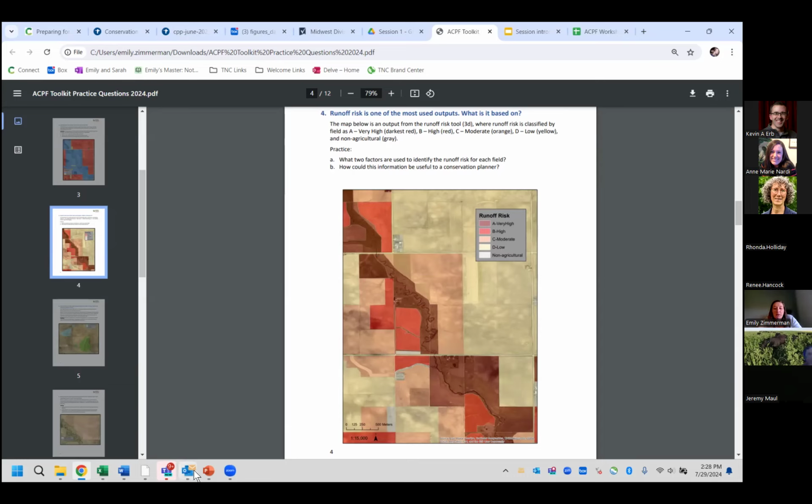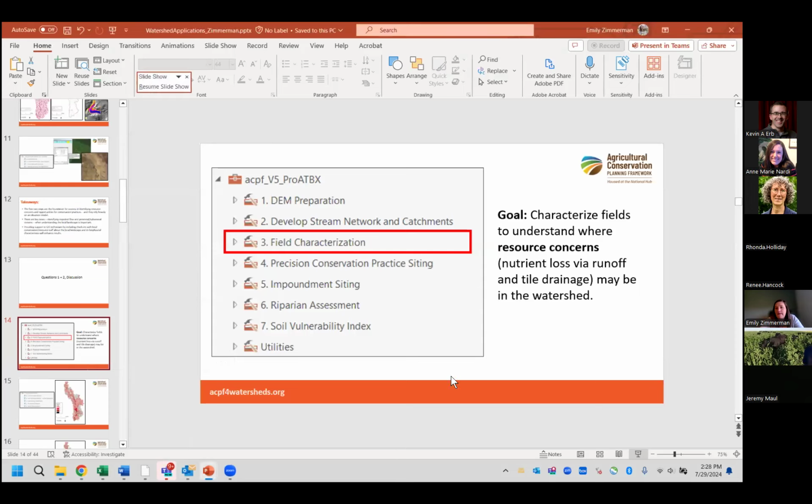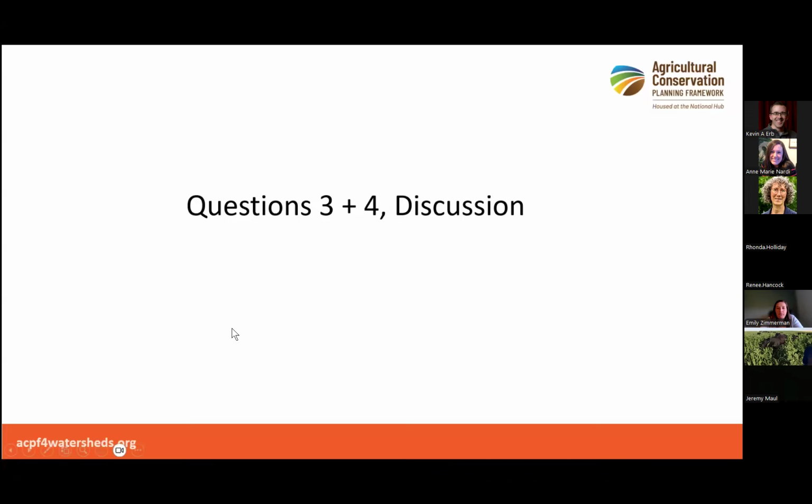All right. So before we move on to the last, I'm going to cluster together steps 4, 5, and 6 because they're all about conservation practice opportunities. Before we move on to that, any questions about field characterization that I haven't yet answered? All right.